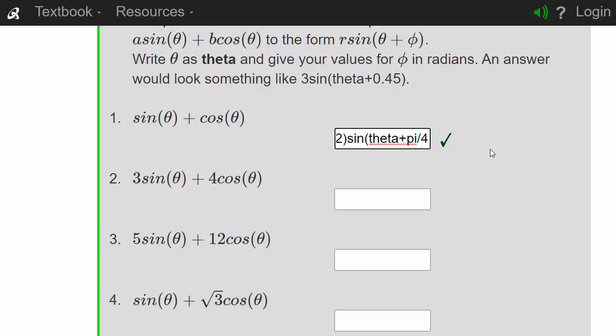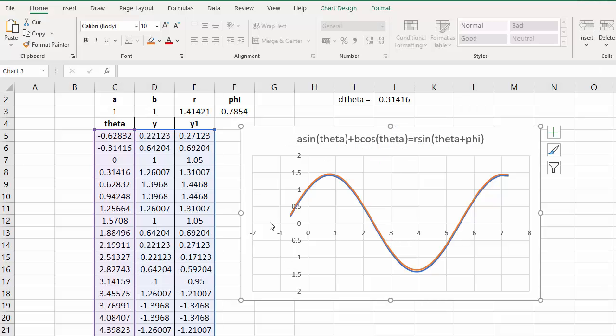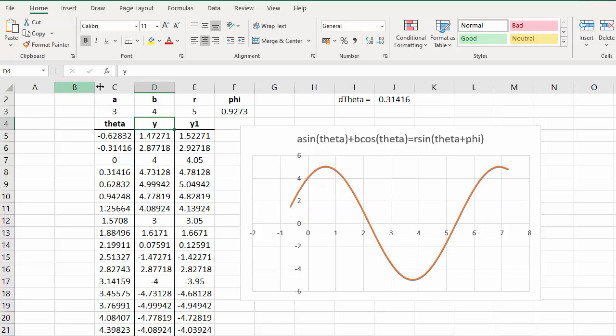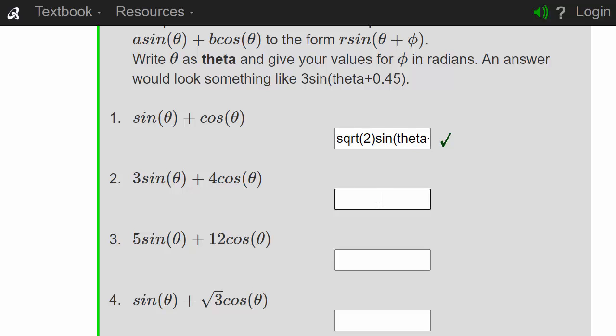Yes, we are. Now, having built a model, we've now actually got the solutions to questions 2, 3 and 4. So question 2 is 3 sine plus 4 cos. So if I go back to the model, 3 sine plus 4 cos. So r is 5 and phi is 0.93. So if we go back to baseline, we've got 5 sine(theta plus 0.93). And are we right? Yes, we are.